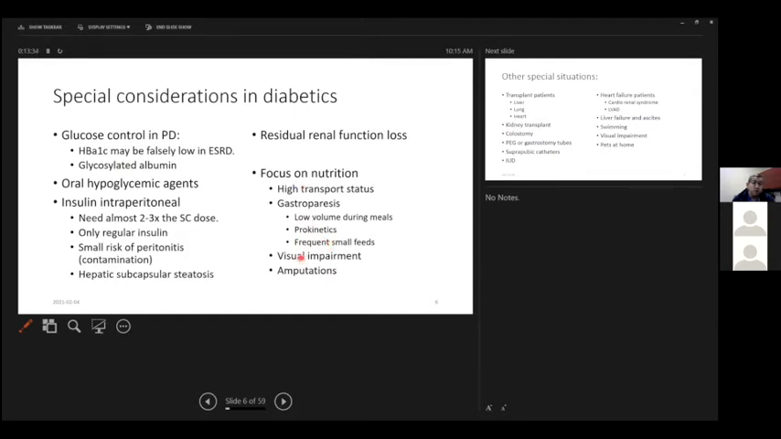Also, patients with diabetes can have diabetic retinopathy, which can lead to visual impairment. Visual impairment can also sometimes lead to dry and wet contamination and can lead to peritonitis. Also, patients can have amputations, so their mobility can be affected. And because their mobility can be affected, you can imagine that the glucose levels will be high when the patient is on PD.